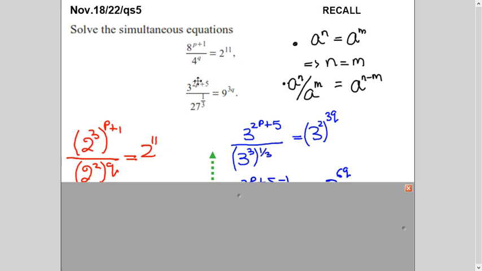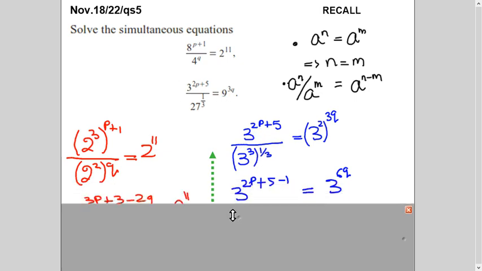Similarly, this one I will change into base 3. This is fine, writing as it is. 27 is actually 3 power 3. Can you notice? And this 1 over 3 as it is. 9 is 3 power 2. And this 3q power is as it is, right? So I have changed this exponential equation into base 3.